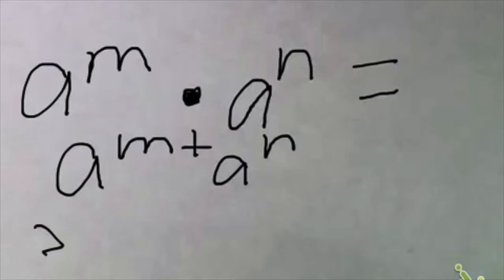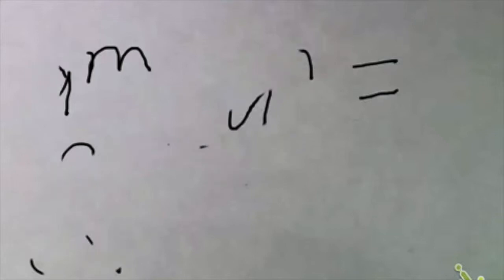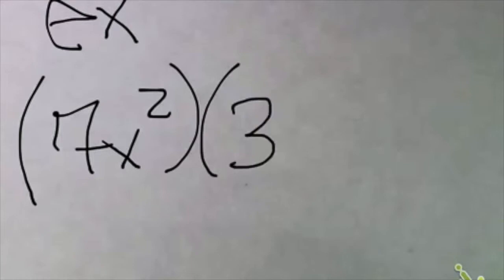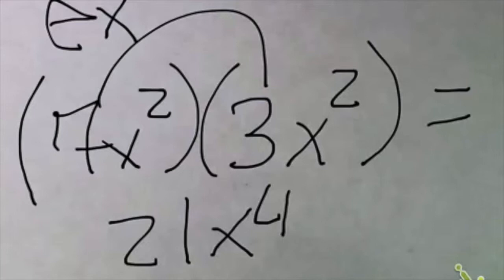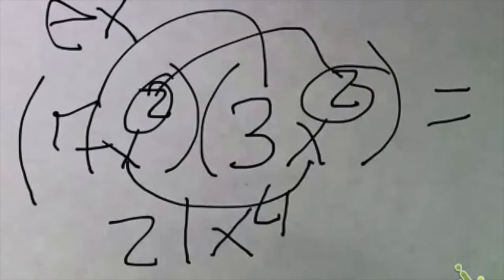An example would be, let me erase to make some room. Okay, my example would be 7x squared times 3x squared. And this would equal 21x to the power of 4. You multiply the 3 and the 7, and then you multiply the x's, and then you add the 2's to make the 4.